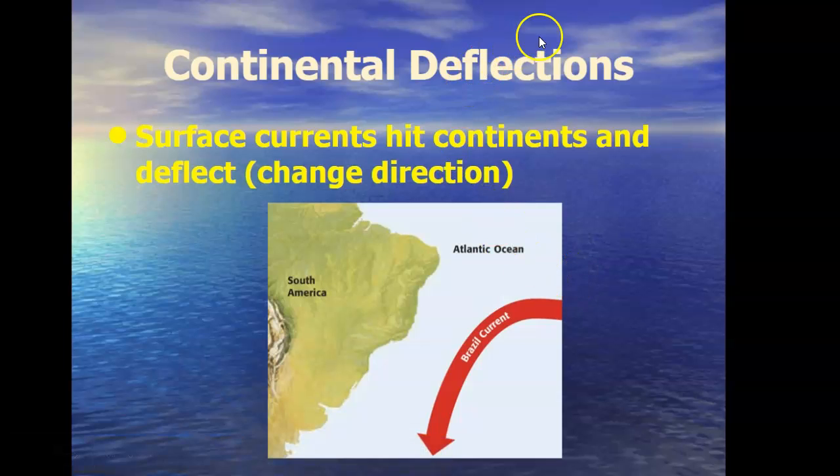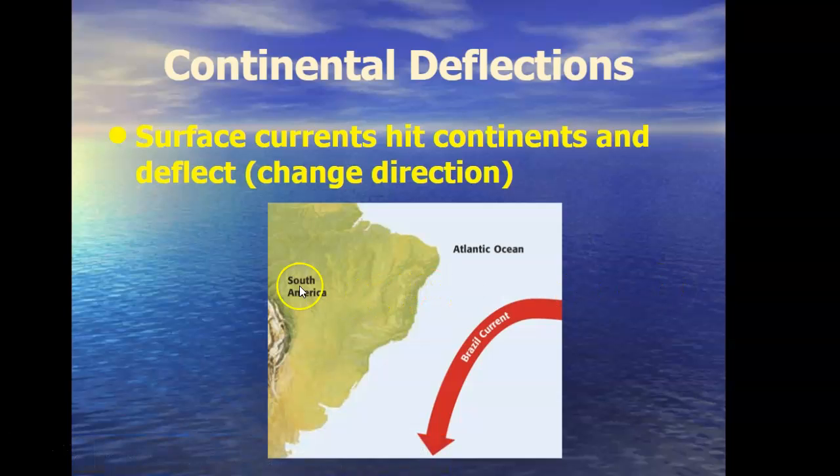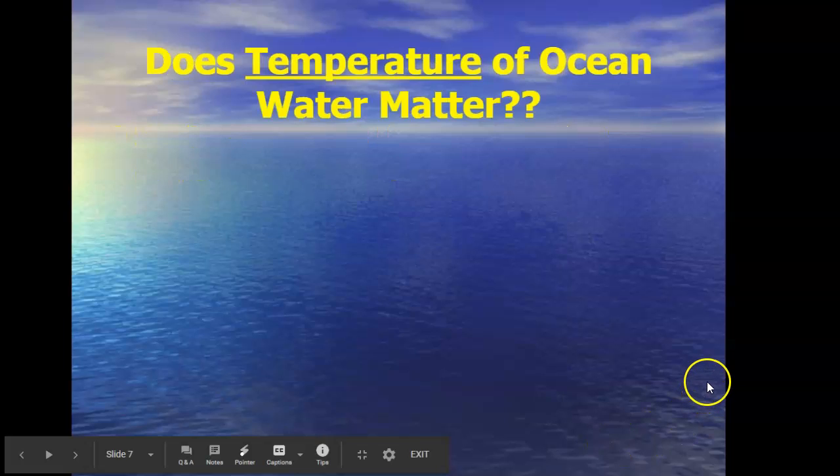In the northern hemisphere, the continental deflections go in circular patterns that go in a clockwise direction. This Brazil current hits the coast of South America, causing it to flow away from, instead of washing across the continent, it flows down.